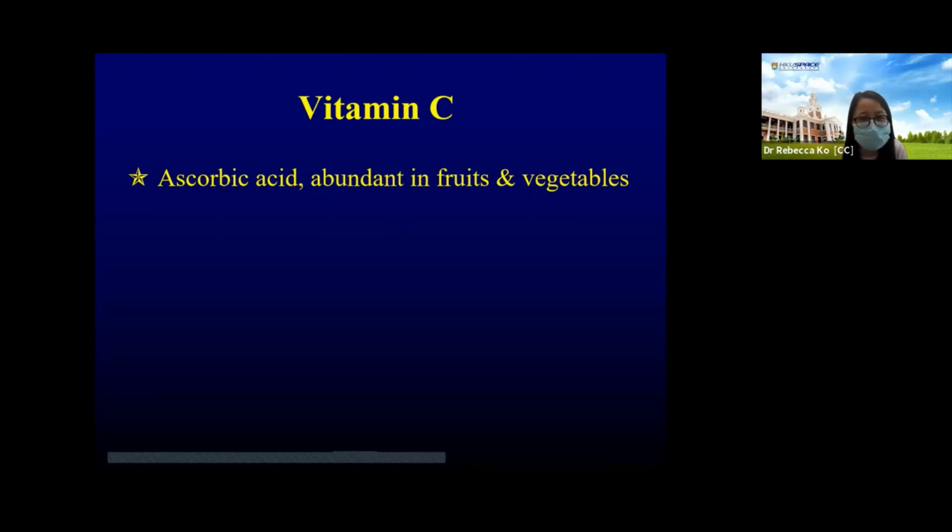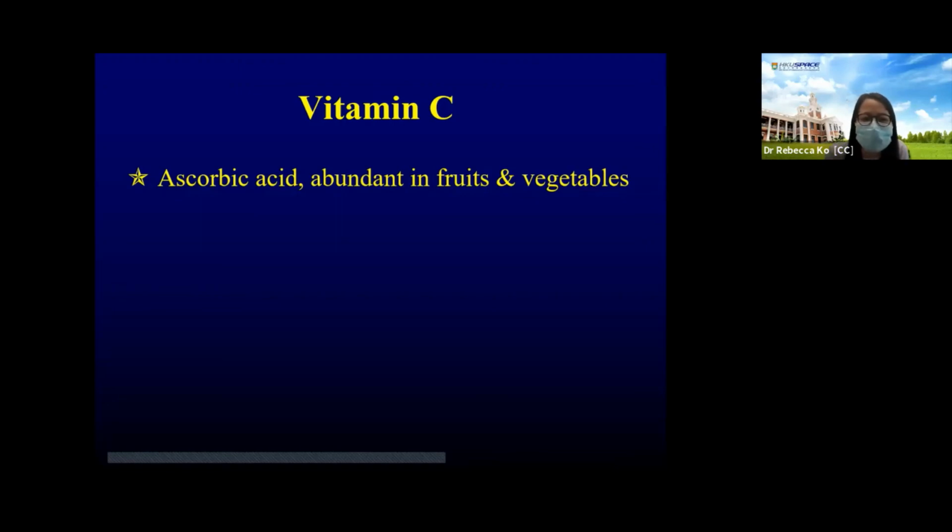Now come to the second one, that's vitamin C. Vitamin C is ascorbic acid. I think you're familiar with vitamin C. Where can we get that? Fruits. Which fruits have the highest content of vitamin C? Kiwi, strawberries, oranges? Okay, you check it. Which one has the highest content of vitamin C?